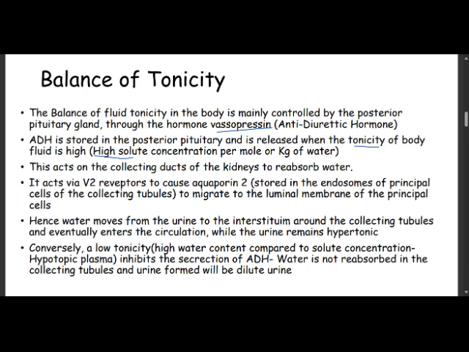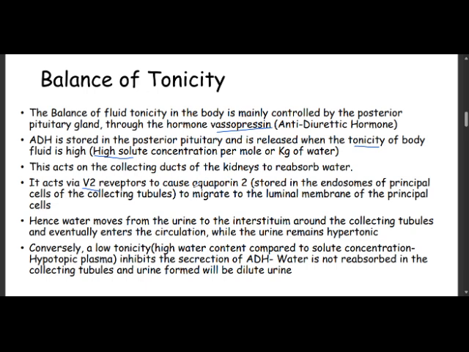So how does this exactly happen? It acts via what are known as V2 receptors. The V2 receptors are on the cells of the collecting ducts of the kidney, and once the vasopressin binds to the V2 receptors, it's going to cause aquaporin 2. We did mention aquaporins when we were dealing with cellular transport and types of transport. We know that water moves through channels that are known as aquaporins.